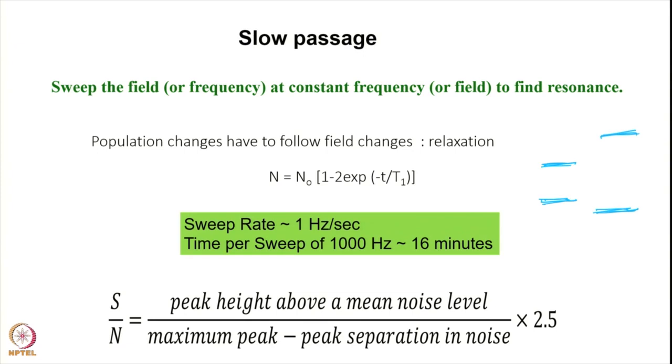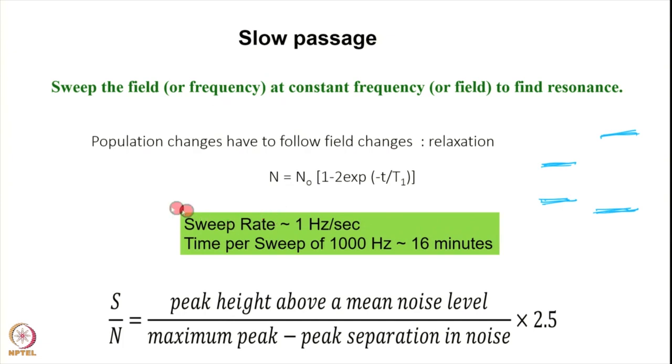Now, as we know, these population differences are not very large in the radio frequency region. Therefore, the signal intensities are very, very low as such. Therefore, if you have to measure, then what you have to do is, we sweep through it several times, and add the signals, okay, that's signal averaging.